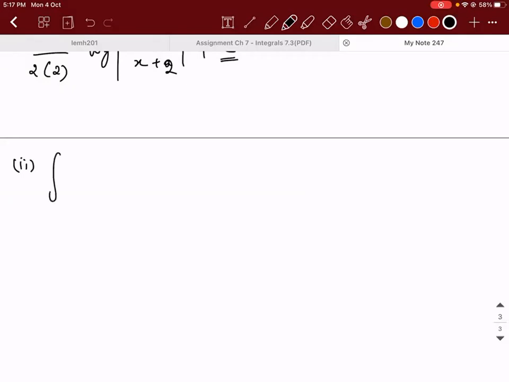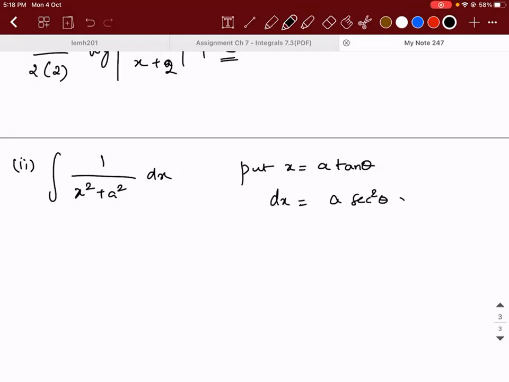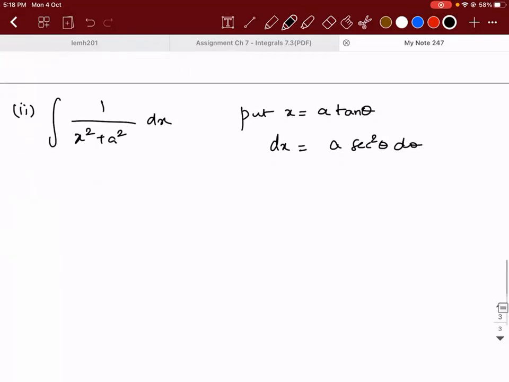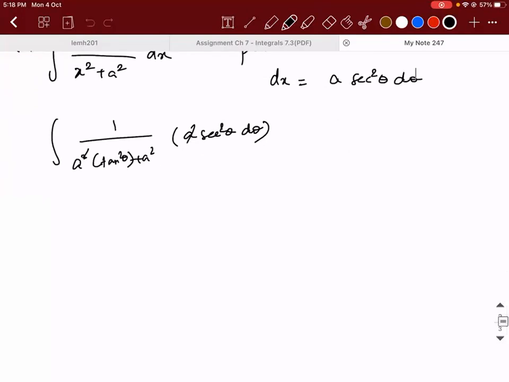Yes, sir. The second one is integral of 1 divided by x square plus a square times dx. Now what we will do, we will put x is equal to a tan theta. Then dx will be equal to a times secant square theta d theta. So integral of 1 divided by a square tan square theta plus a square, dx is a secant square theta d theta. A and a will get cancelled.